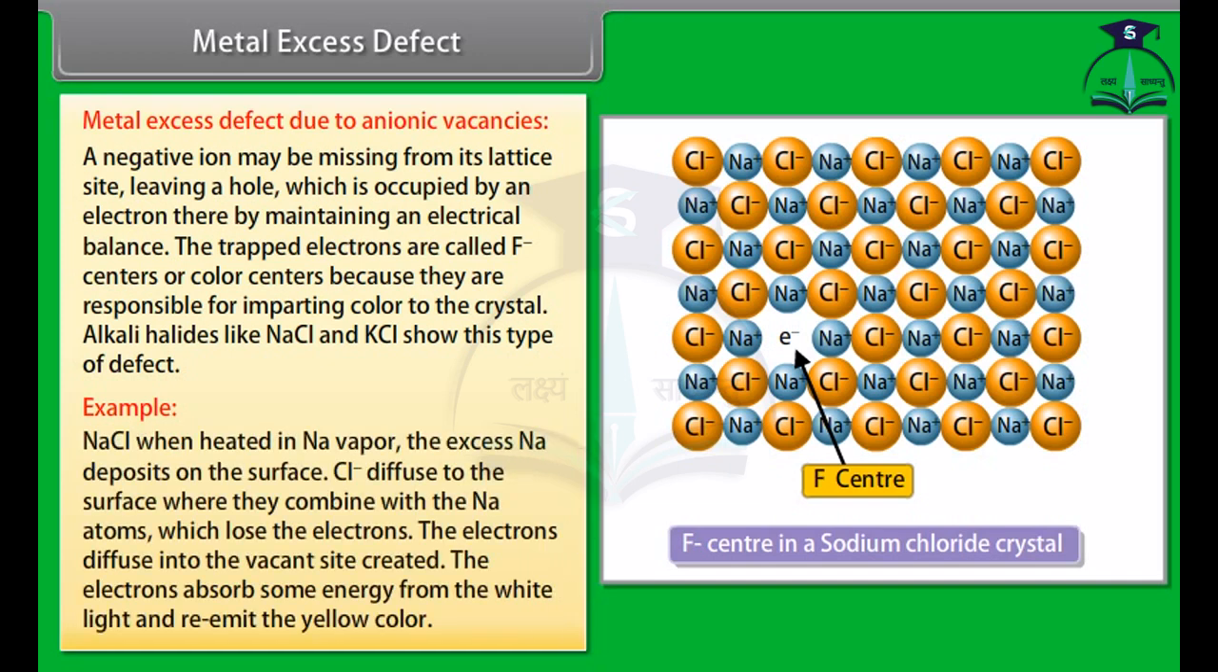Example: when NaCl is heated in Na vapor, the excess Na deposits on the surface. Cl⁻ ions diffuse to the surface where they combine with Na atoms, which lose electrons. The electrons diffuse into the vacant site created. The electrons absorb some energy from the white light and re-emit the yellow color.